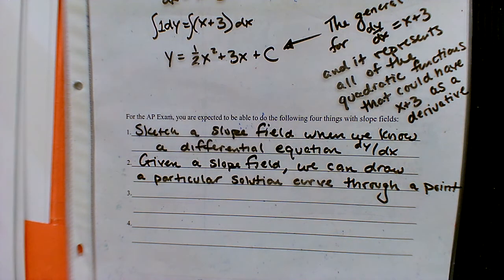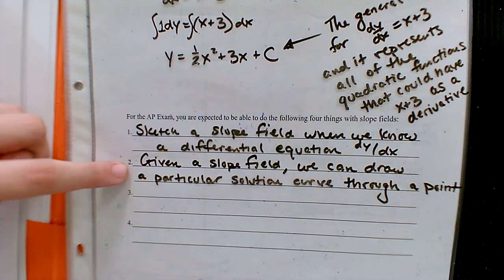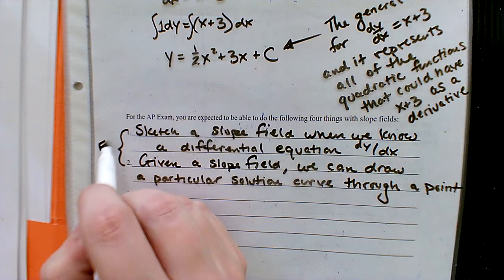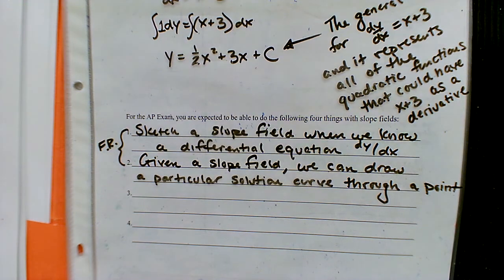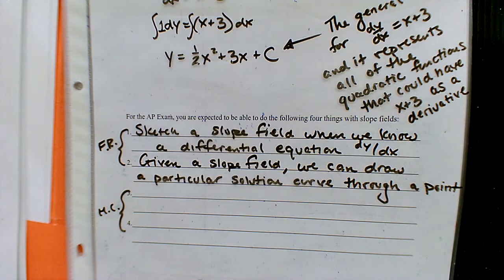The last 2 kind of show up for multiple choice type questions on the AP exam, and they're not necessarily testing your ability to sketch a slope curve or draw a particular solution. These 2 most likely show up on free response type questions. The last 2 are more multiple choice. So if they're multiple choice, they should be kind of quick for us to identify or label certain things that are going on. These are going to be matching games almost for us.